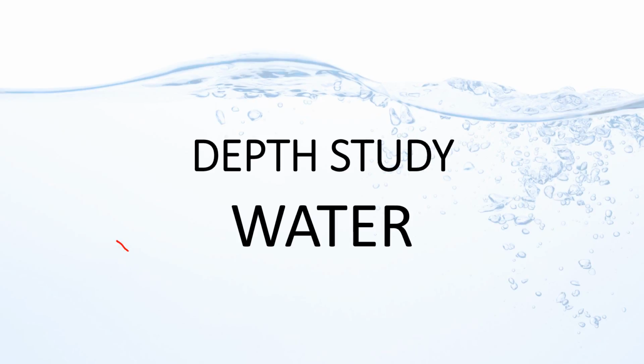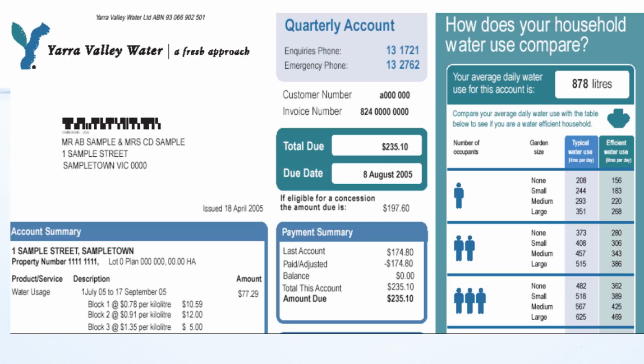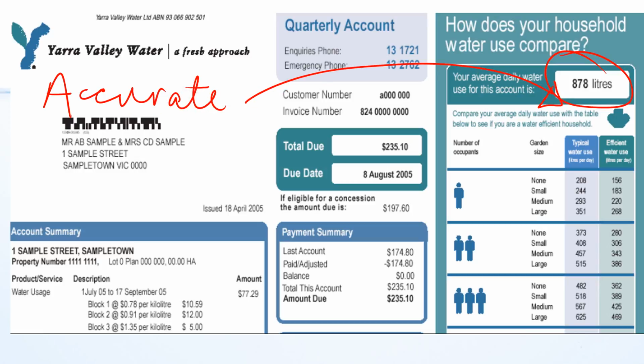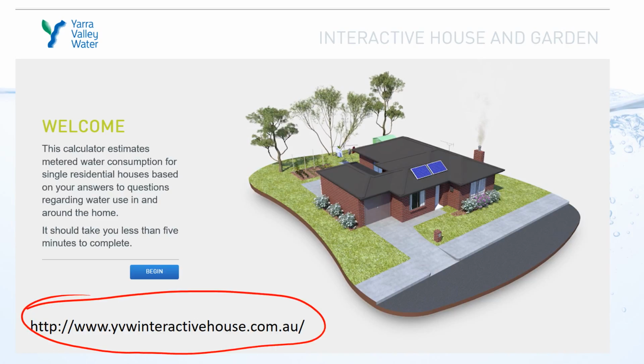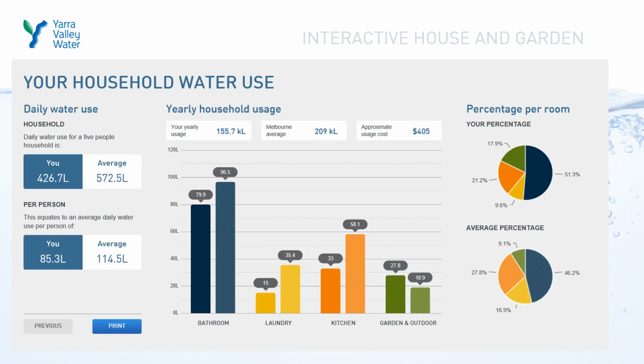Alright boys, our current depth study is water in our world, and we've been working through that lately in class. You're asked to bring in a water bill, which gives a very accurate account of how much water you use at your home, because they read your water meter. Prior to doing that though, I did ask you to go onto the Yarra Valley interactive water website to get an estimate. So this is more of an estimate with your parents to see how accurately you think you use water compared to your water bill.